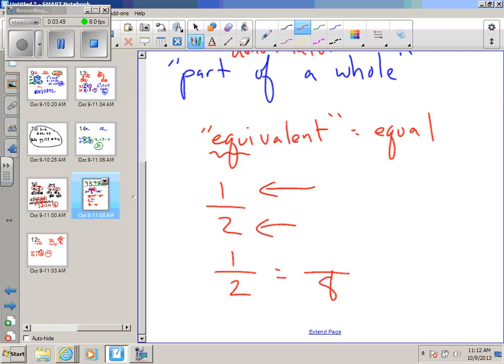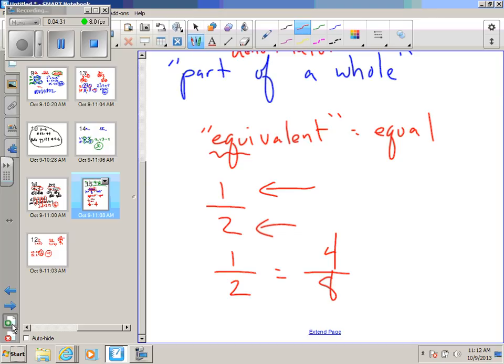Now let's say I wanted to eat the same amount of pizza. I still wanted to eat half the pizza. How many of the 8 pieces would I have to eat the same as one of the bigger ones? 4. These are equivalent fractions. 1/2 is equivalent or equal to 4/8. My tummy would be just as full eating 4 of the smaller slices than it would be eating one of the bigger ones. Now there's 2 ways in which we get equivalent fractions.